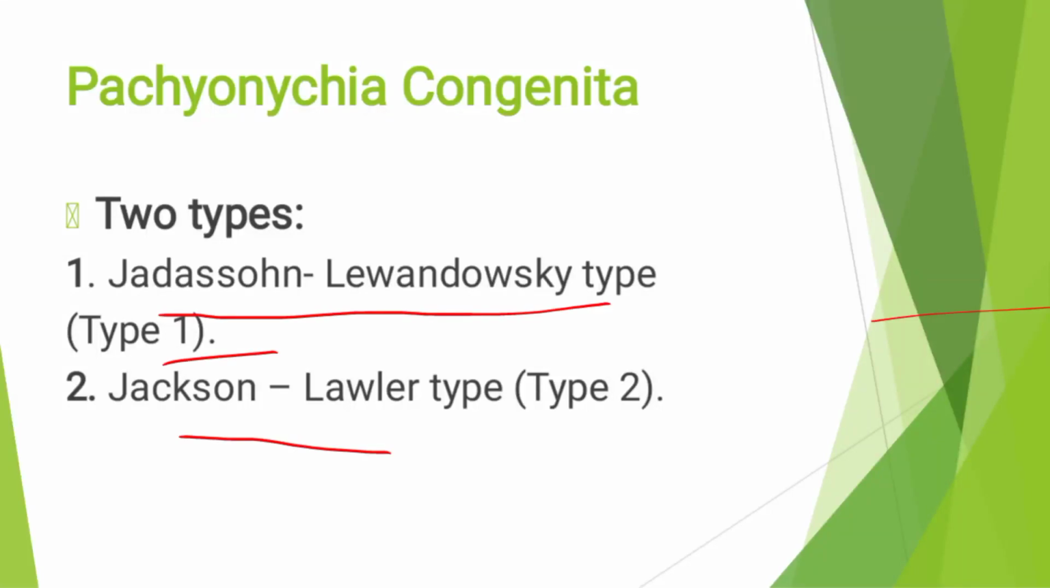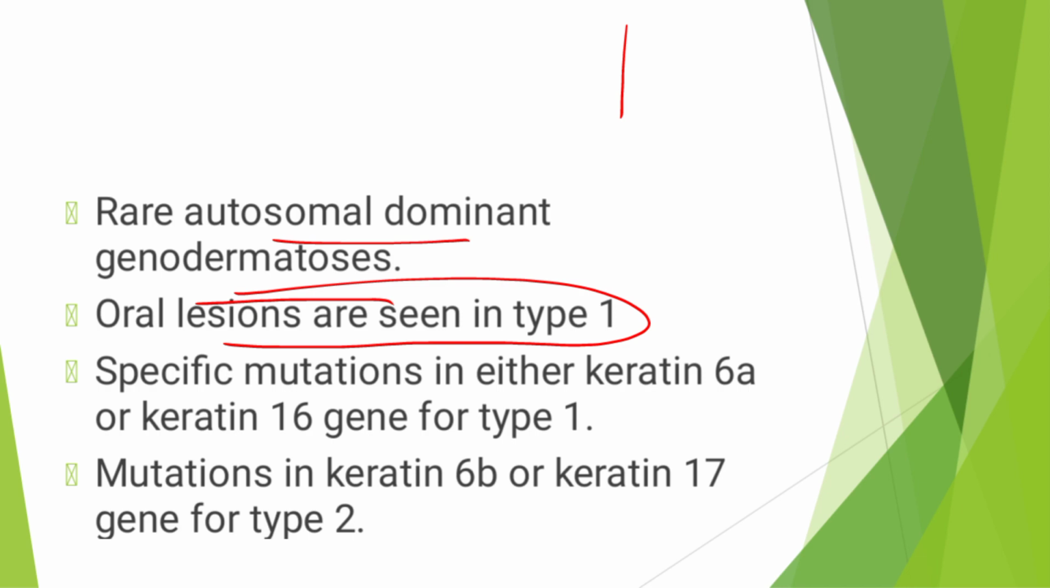Moving to another important topic, which is Pachyonychia congenita. Let's start. Bismillahirrahmanirrahim. Number one, it has two types. Number one is the Jadassohn-Lewandowski. The other is the Jackson-Lawler type 2. The oral lesions you will see in type 1.